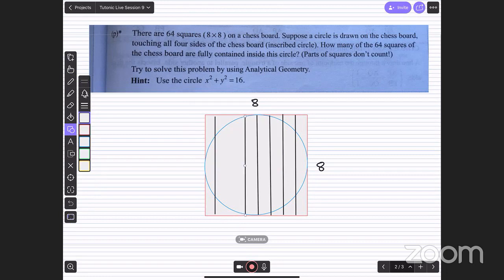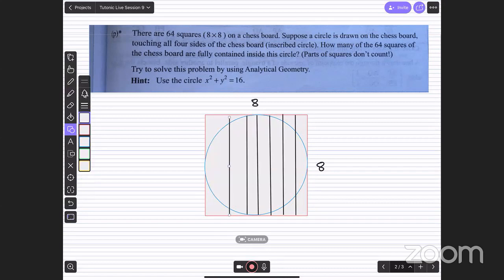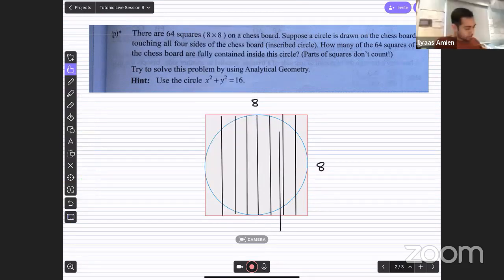Can you work out the equation of the circle? We have the radius. What's the radius? 4, because it spans the entire chessboard, which is 8 blocks. So the center should be at 4, and the radius should be 4. So this is how many? 1, 2, 3, 4, 5, 6, 7, 8. Okay, so easy enough.